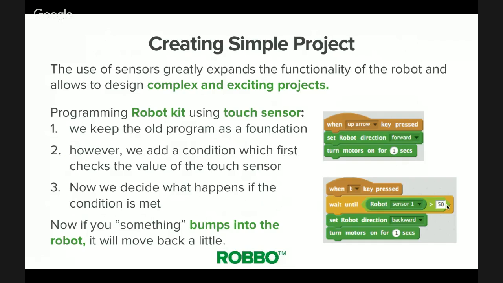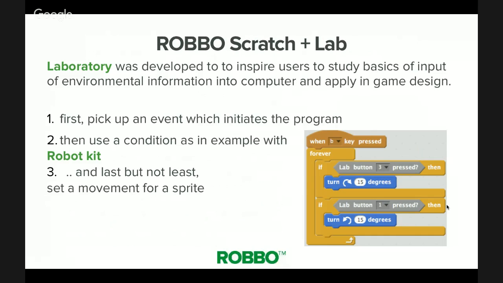So if it hits something, or if something bumps into the robot, as it's written, it will move back a little. So it means like giving way. Wouldn't it be nice with our cars? The same program, but unfortunately not that easy.